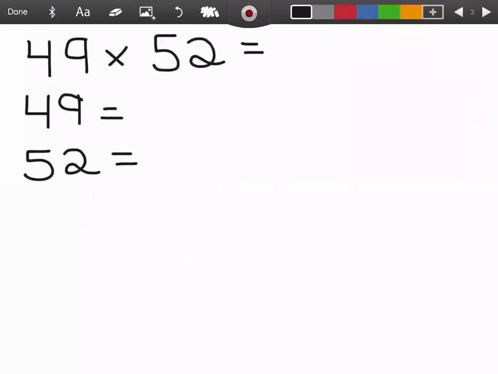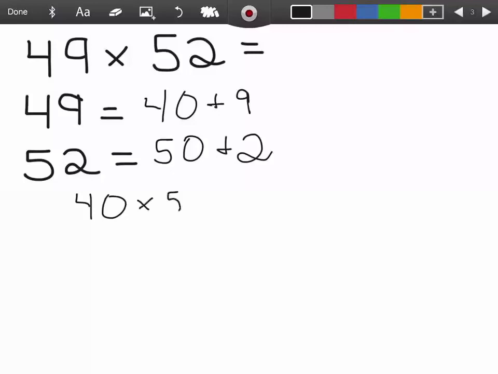Let's look at another example. So we have 49 times 52. We'll do 40 plus 9 and 50 plus 2. And we're going to do the same thing. So let's start by multiplying 40 times 50. Now we know that 4 times 5 is 20, but don't forget we have to add 2 zeros still. So we're getting 2,000, not 200.